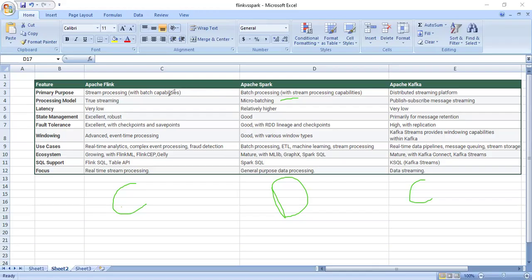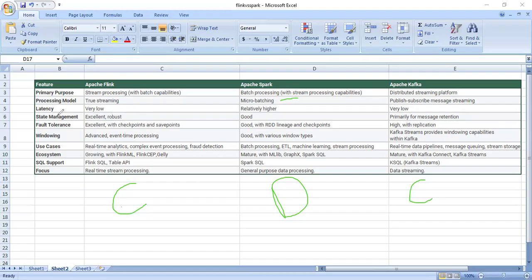With respect to these points, if we look at how Flink processes the data, originally Flink is designed to work with streaming data, but as a special case, Flink can also deal with batch data. So truly it is a streaming data processing engine, but as a special case, it can process batch data. That's where we see the processing model for Flink is truly streaming, but Spark uses a micro batching based processing model for processing the streaming data.